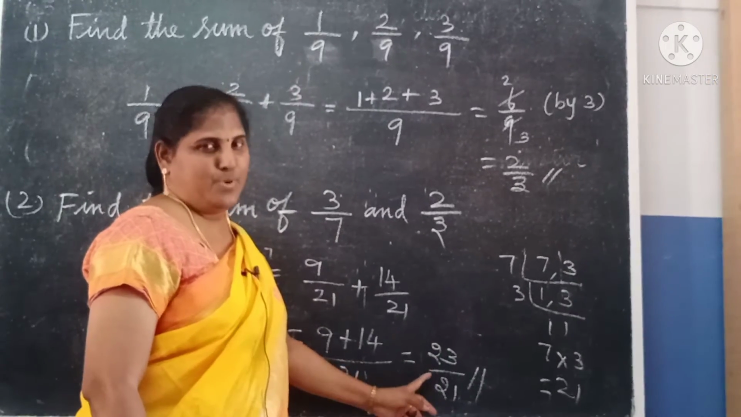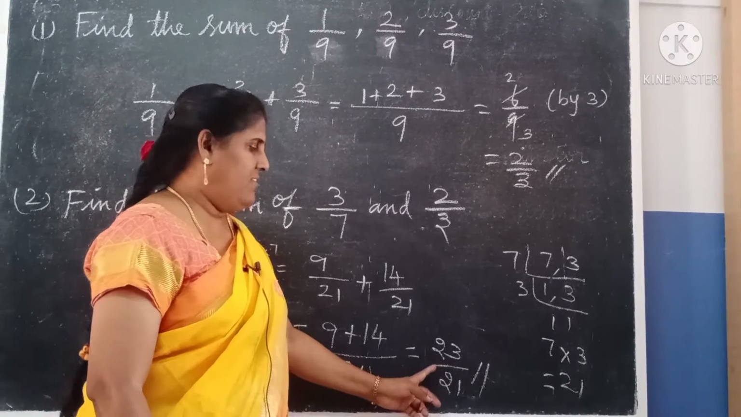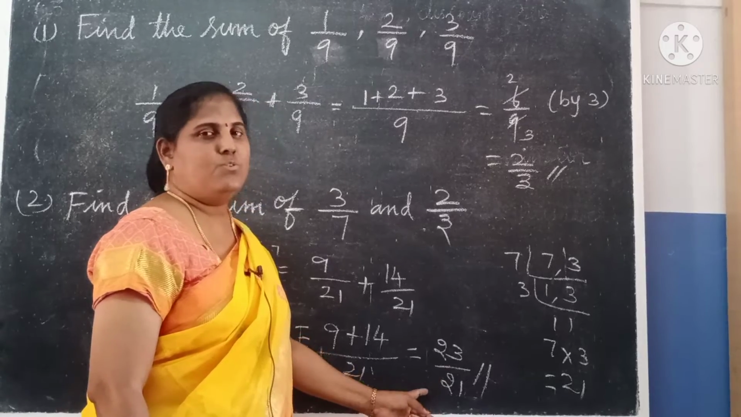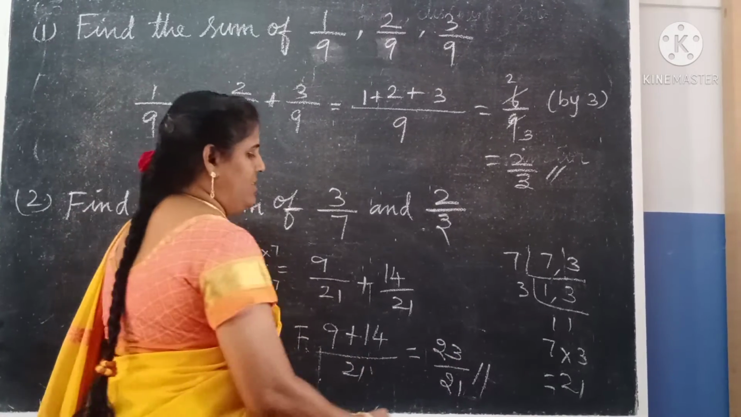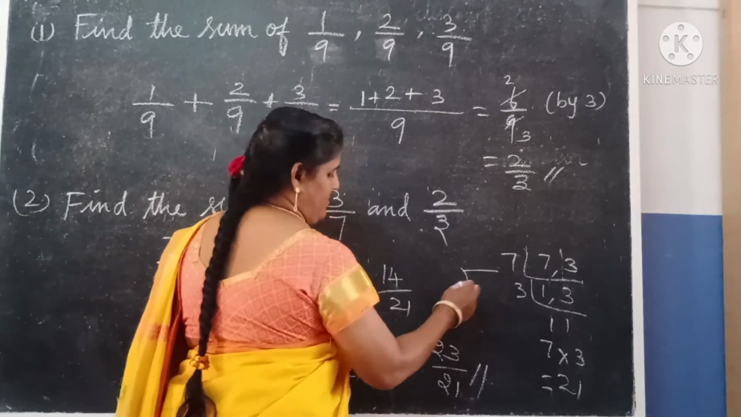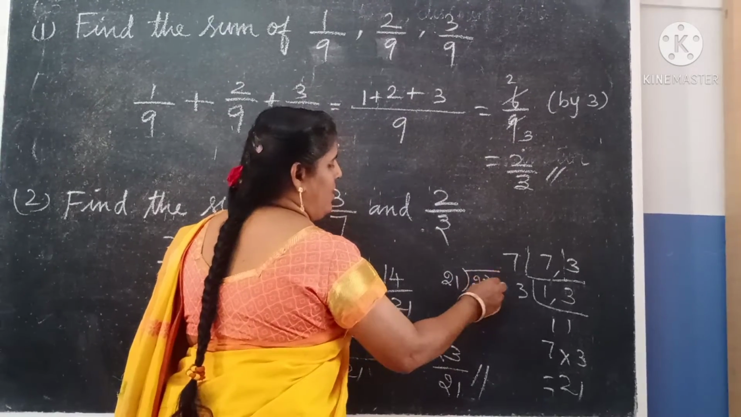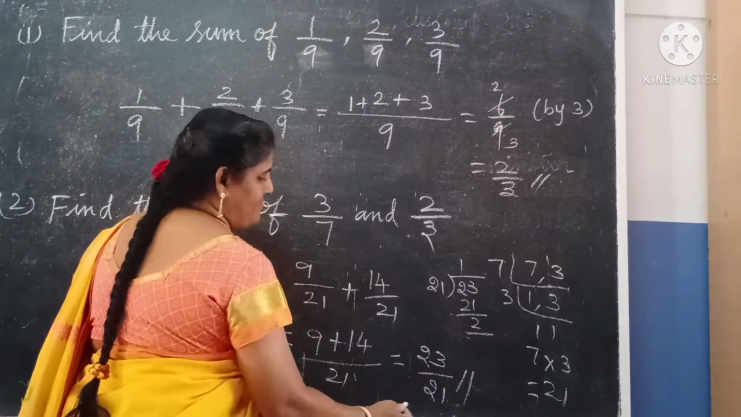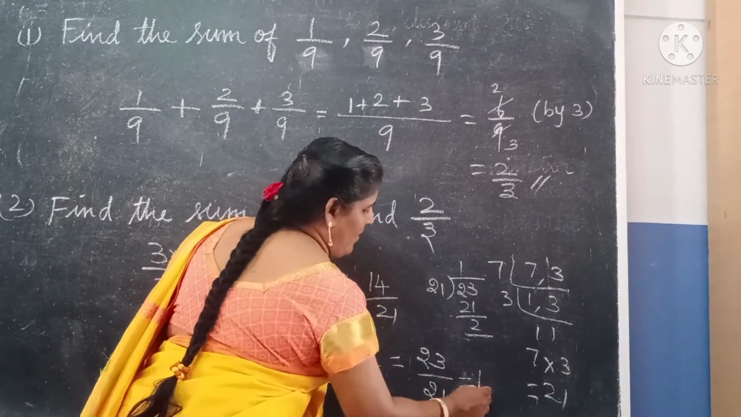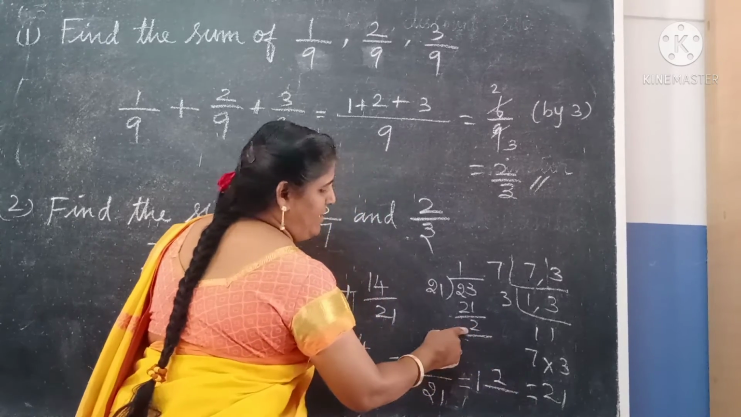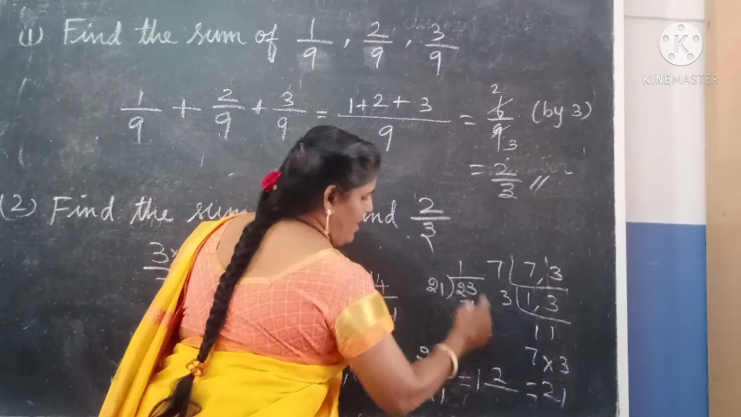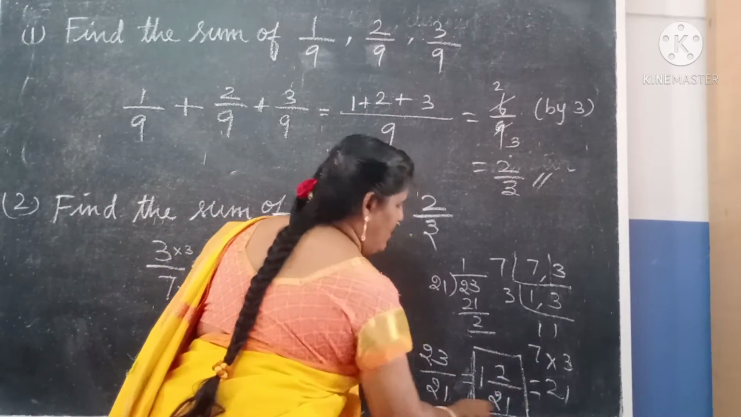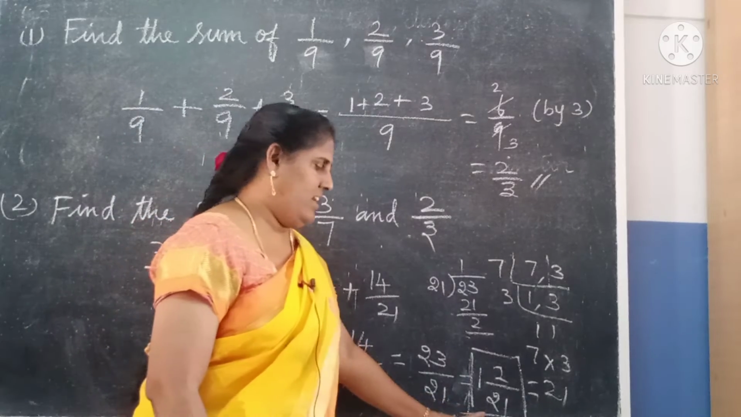It is an improper fraction. If they give an improper fraction, you have to change the improper fraction into a mixed number. How do we change it? I already told you, in the 21 table, 23: 1 21 is 21, remainder 2. So the answer is 1, the numerator is 2 and the denominator 21. That is the answer. The answer is 1 and 2 by 21.